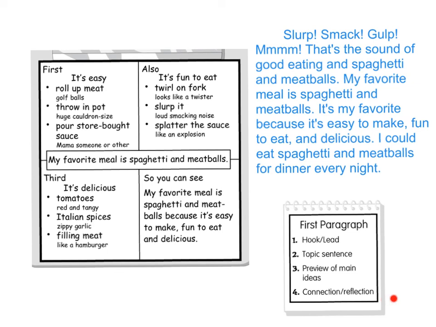Then last but not least, we end with our connection or a reflection. And so we chose, I could eat spaghetti and meatballs for dinner every night. Just a little personal reflection on the whole idea. And now, as a writer, you're ready to move to your first paragraph. Absolutely. So use that introduction to get you started on your intro, and then you're going to go to your first body paragraph, second body paragraph, third body paragraph, and then you'll finish up with your conclusion eventually.